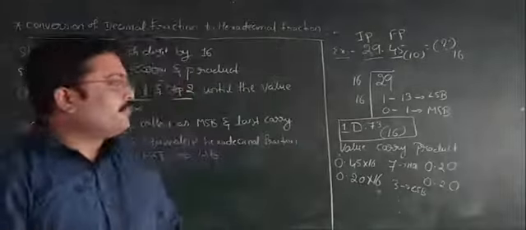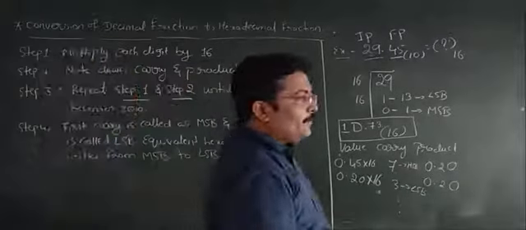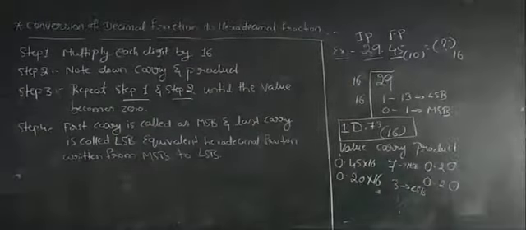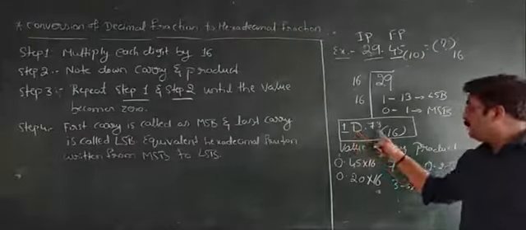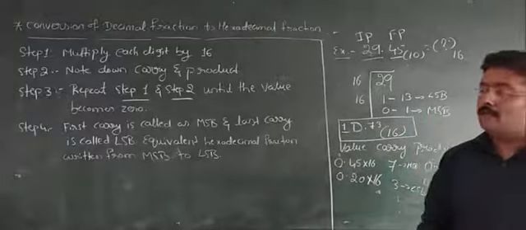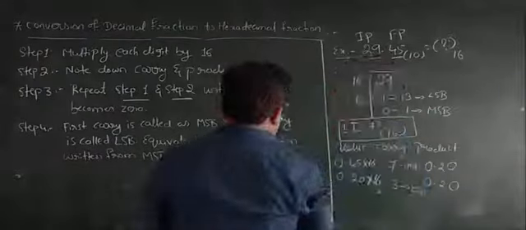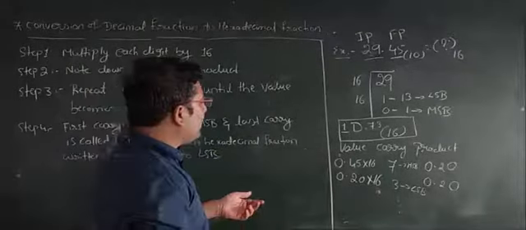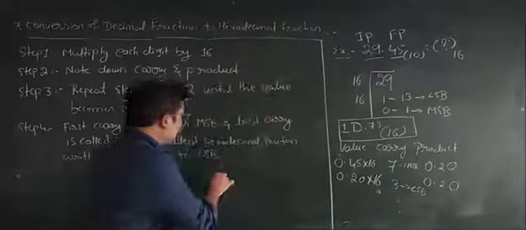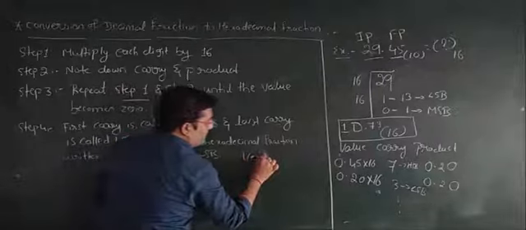This is my final answer for 29.45 to the base 10 converted into hexadecimal number, that is 1D.73. Now we have to check this answer. So before going to that, we can check by verification method.